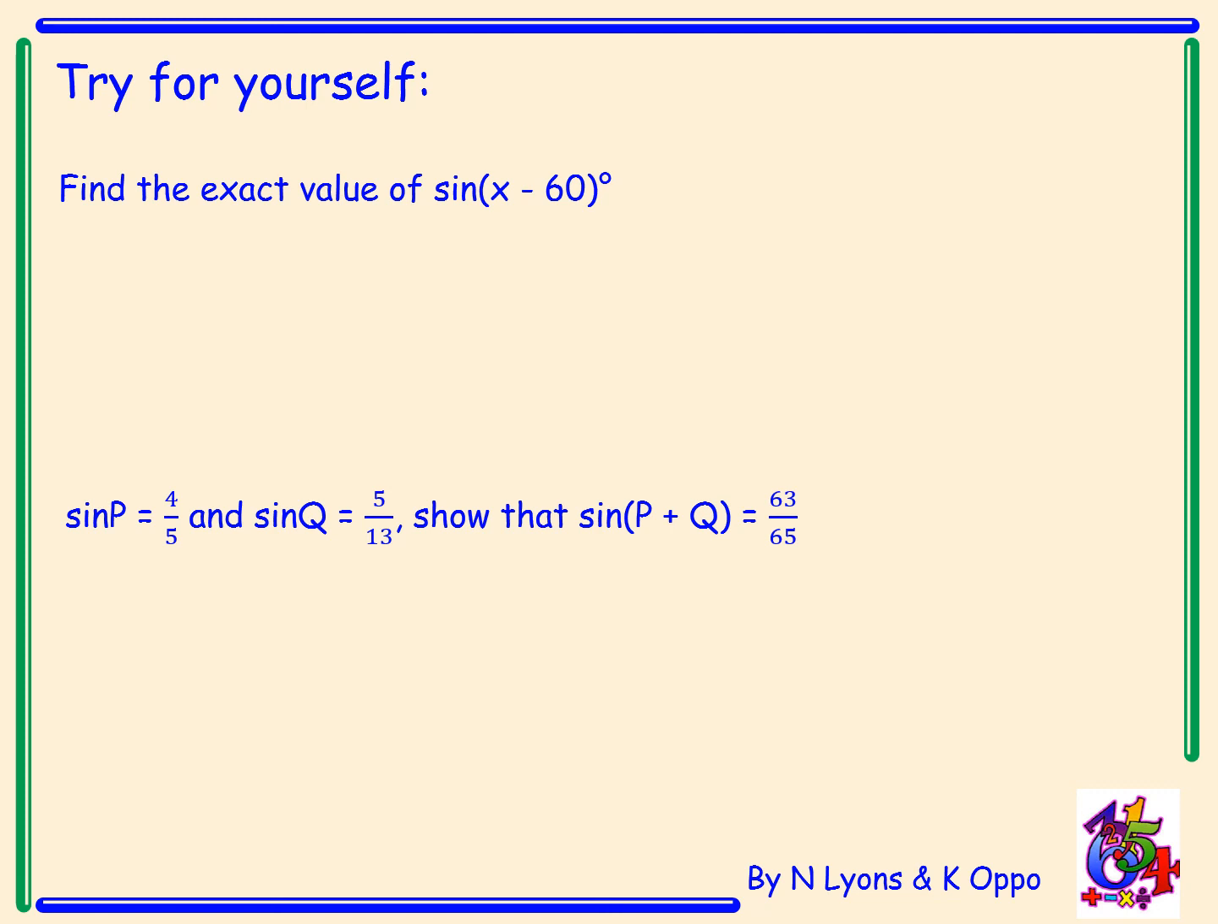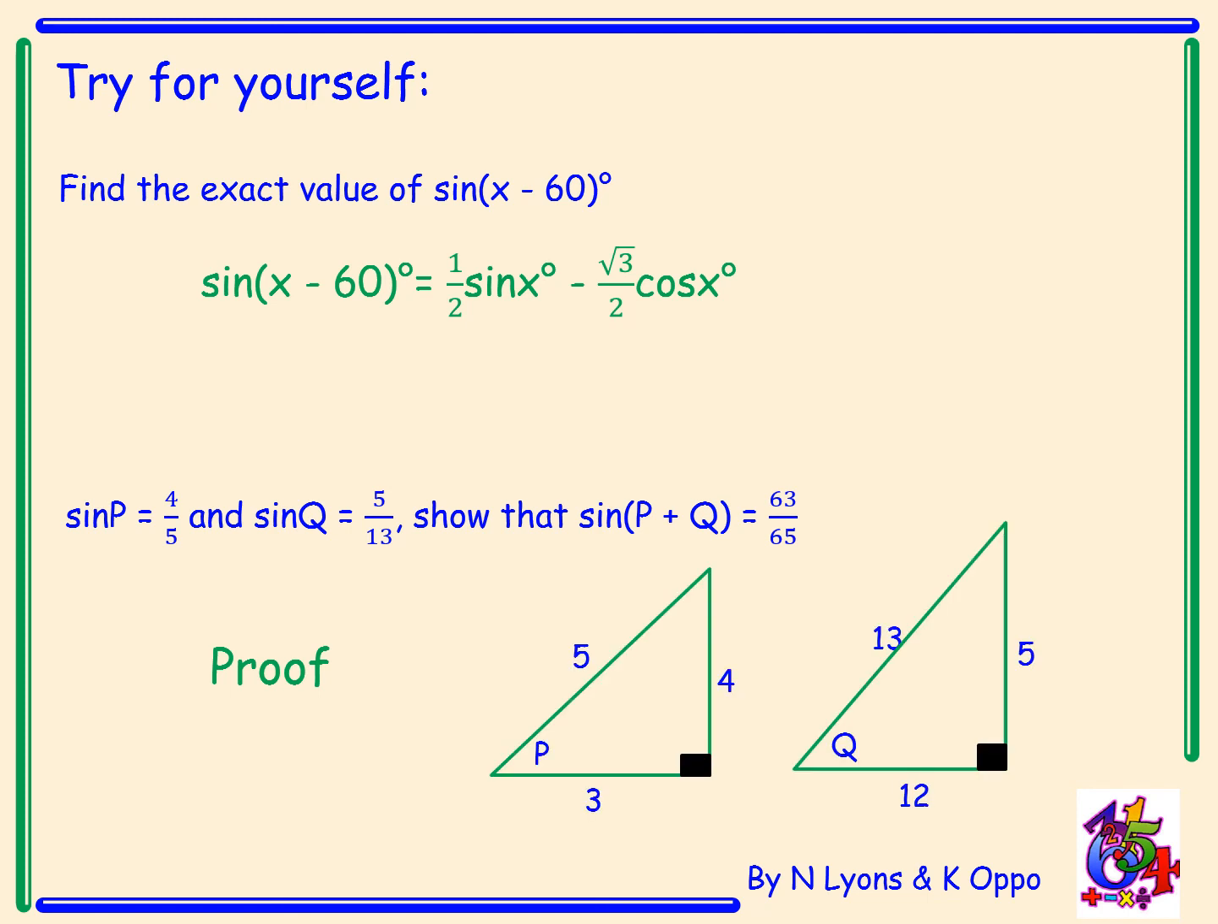So for the first question there, our solution is 1/2 sine x minus root 3 over 2 cos x. And our second solution is looking for a proof. And in order to do that, you would have had to have drawn two triangles out, one with angle P, which was a 3, 4, 5 triangle, and one with angle Q, which was a 5, 12, 13 triangle.